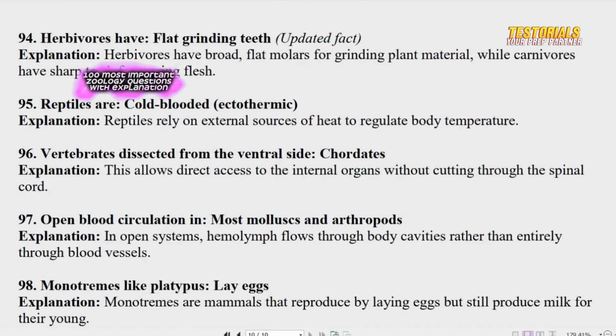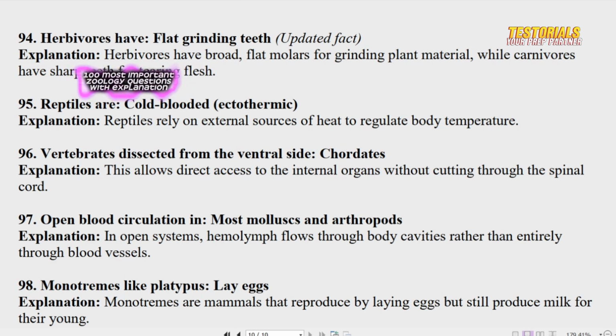94. Herbivores have flat grinding teeth. Updated fact. Explanation: Herbivores have broad, flat molars for grinding plant material, while carnivores have sharp teeth for tearing flesh. 95. Reptiles are cold-blooded ectothermic. Explanation: Reptiles rely on external sources of heat to regulate body temperature.